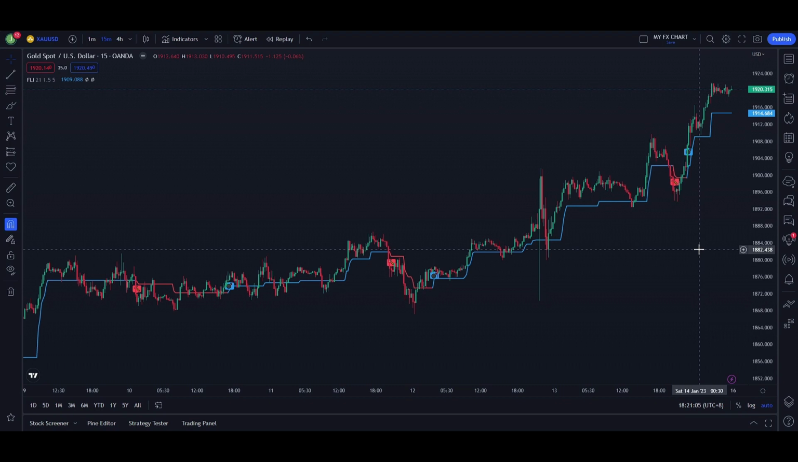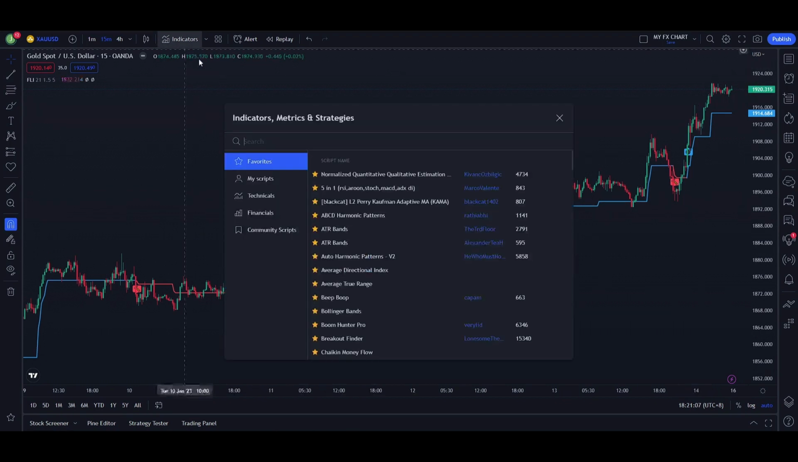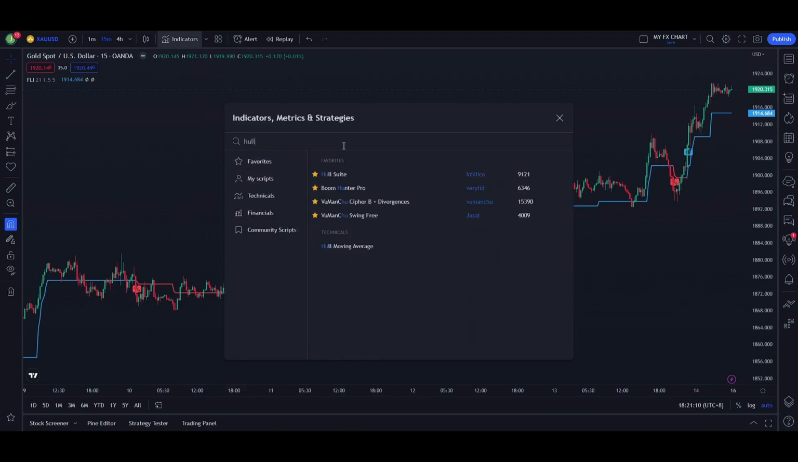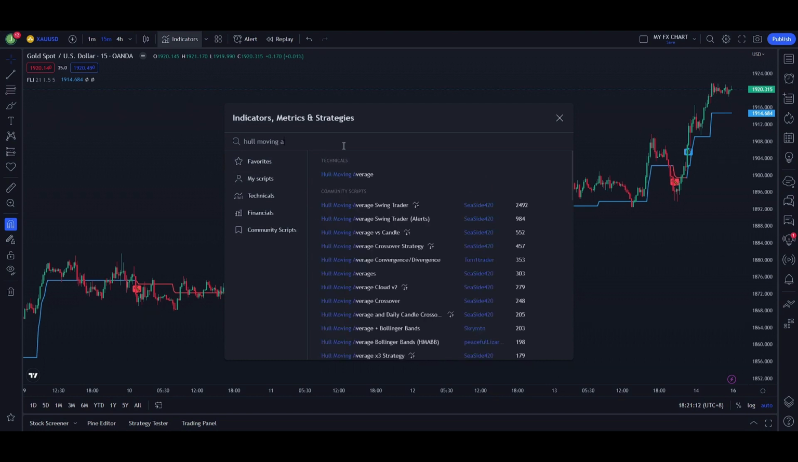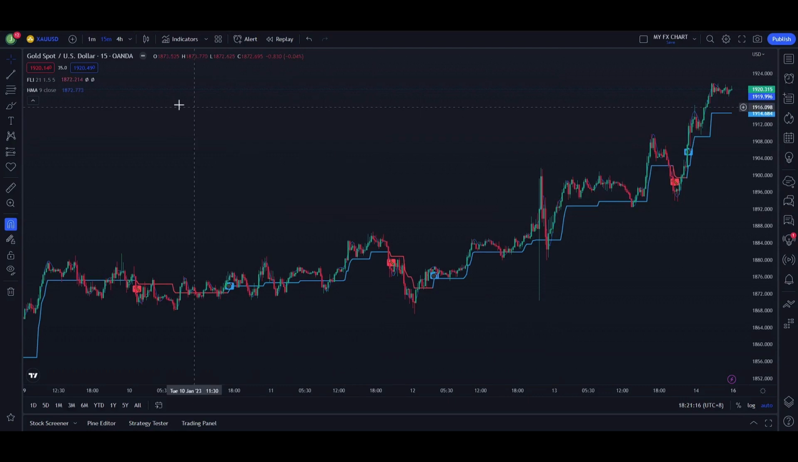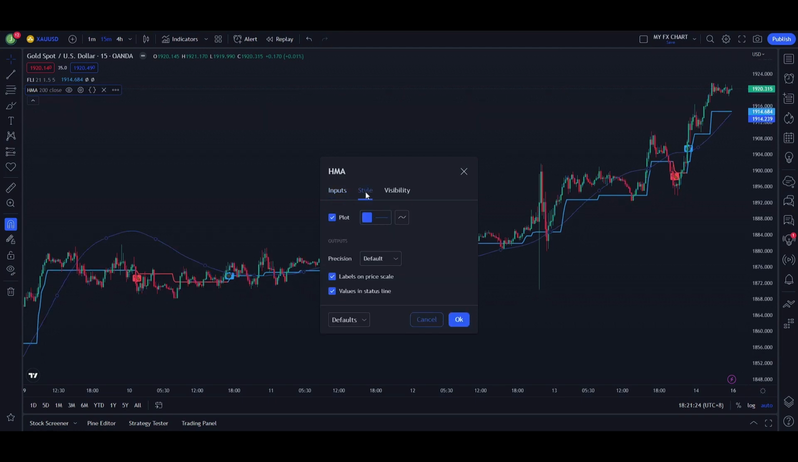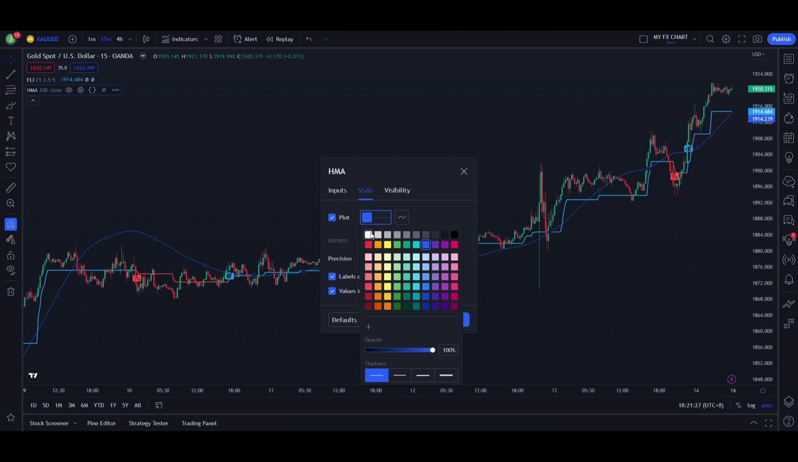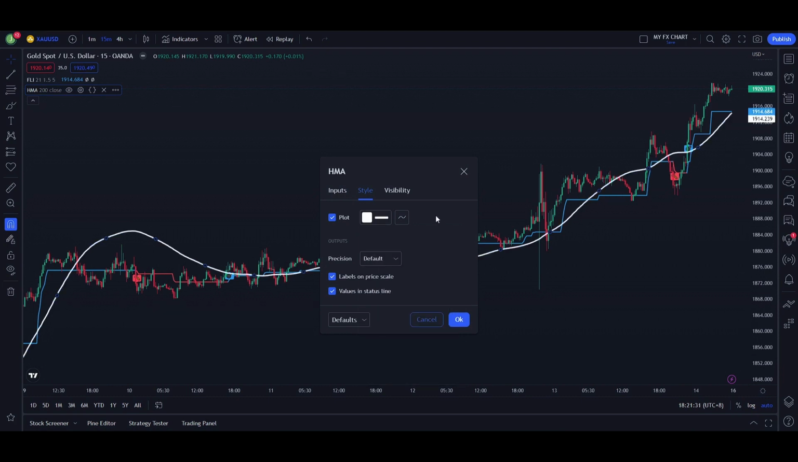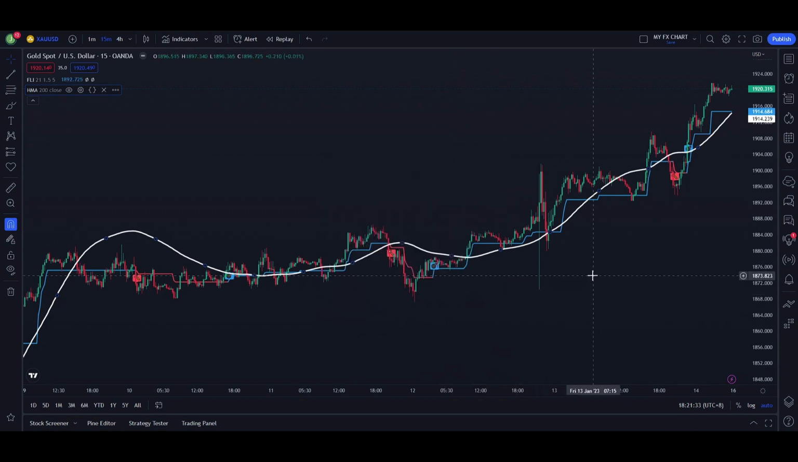We'll be heading over to indicators, searching for the Hull Moving Average, and setting the length to 200 in the input section. In the Style tab, we'll be changing the plot color to white and making it a little thicker. We'll be using this indicator to determine if we're in an uptrend or downtrend market.